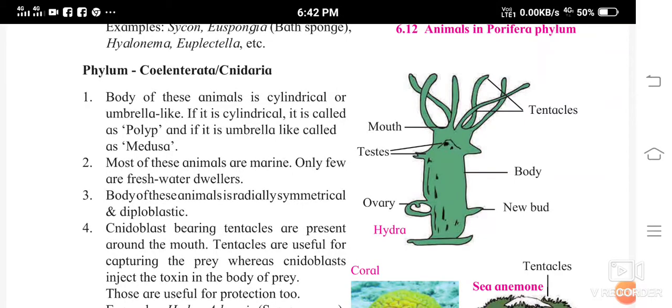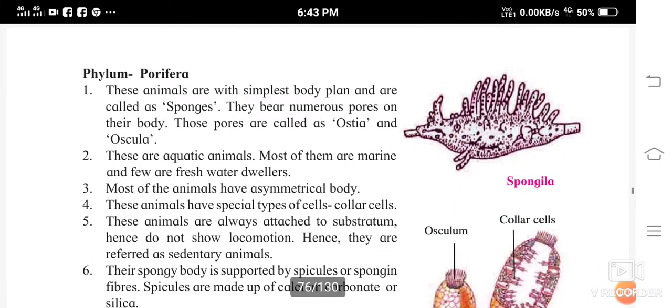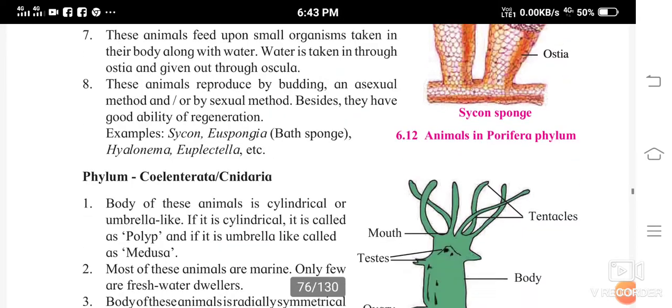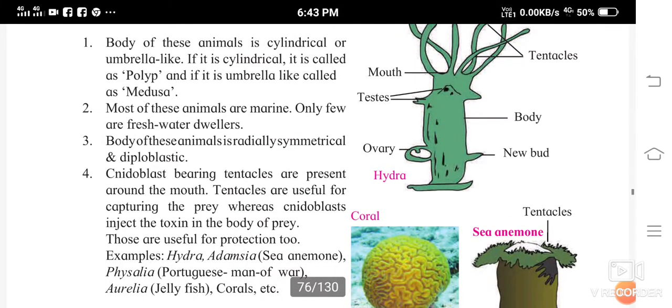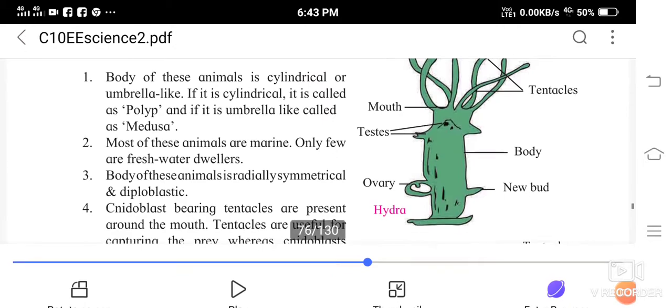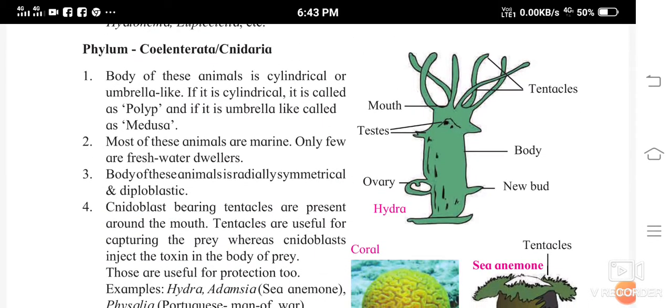Students, let us start phylum Coelenterata, that is Cnidaria. In the last video we studied phylum Porifera. So let us start phylum Coelenterata. Both of these animals are cylindrical or umbrella-like.